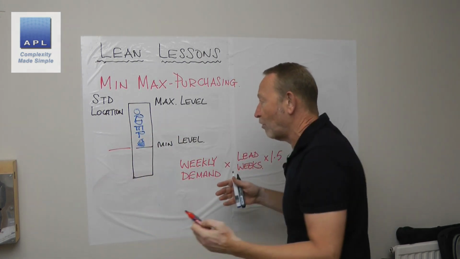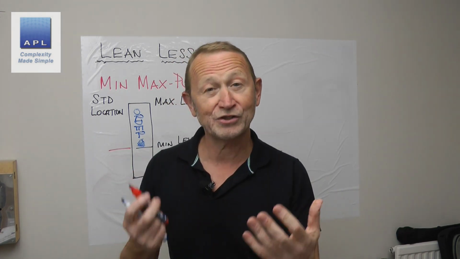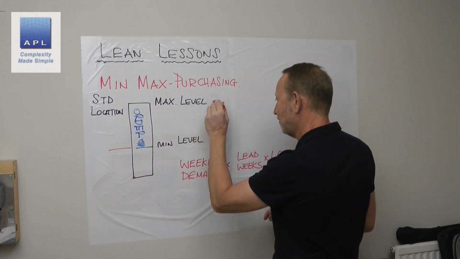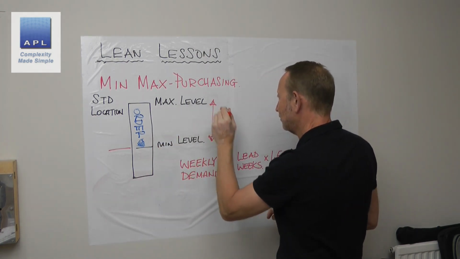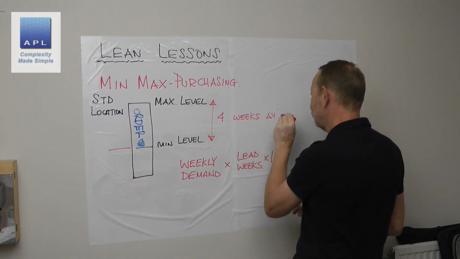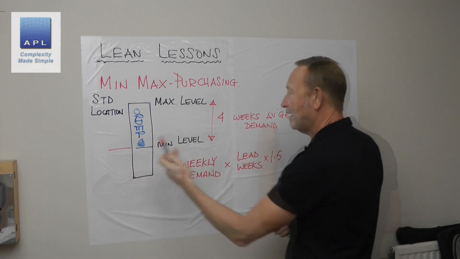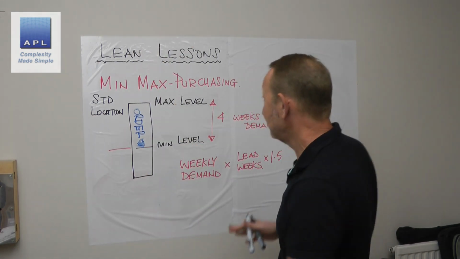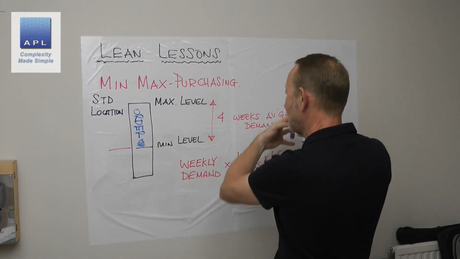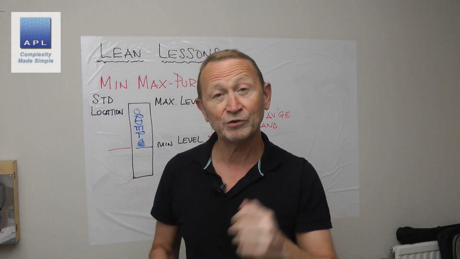Then the order quantity is, well, how often can you get the product? Let's say you want to get the product once a month. The difference is clearly going to be 4 weeks average demand. And there is the system right there. If I've decided to put an item on min-max, that is the system that I'm going to use, and it will be fixed.